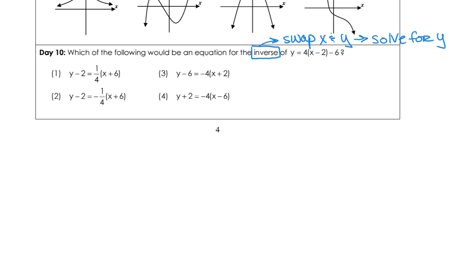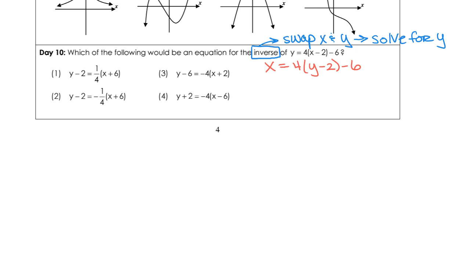So remember what we do. It's like waving a magical wand. We're going to turn the letters into different letters. So that y is actually going to become an x equals instead of a y equals. You keep the 4, but that x is going to become a y, and we have a -2, close them up, and -6.